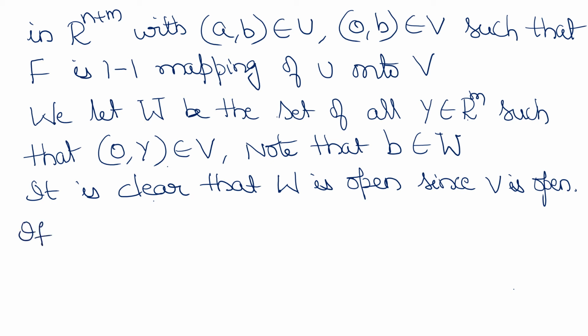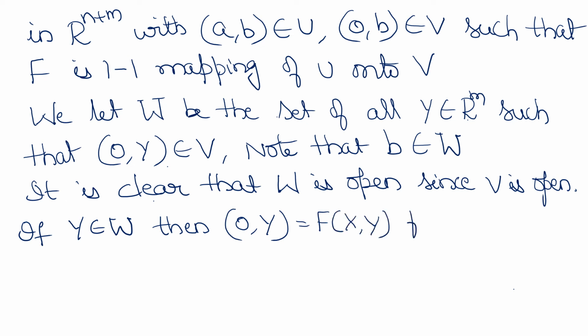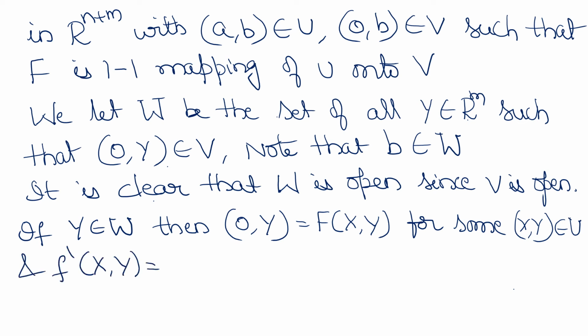If y belongs to W, then (0, y) will be equal to f(x, y) for some (x, y) belonging to U. So this is obvious, and f'(x, y) should be equal to 0 for this particular x.